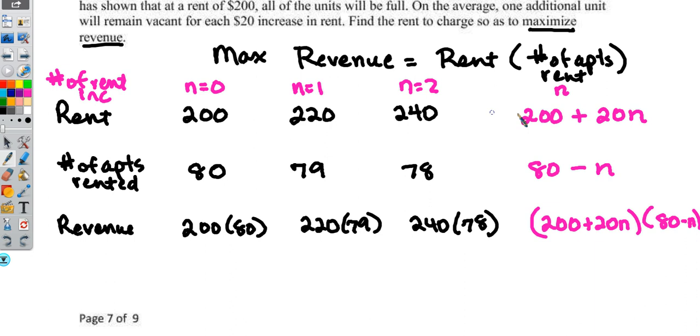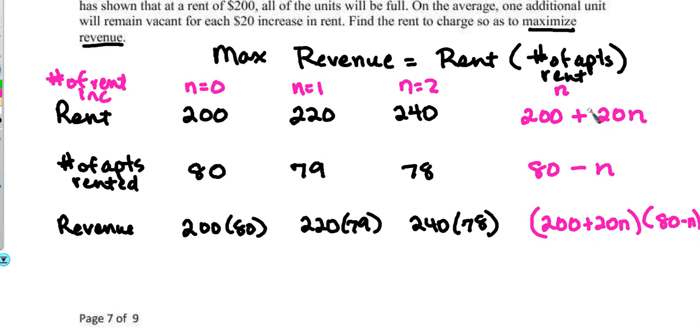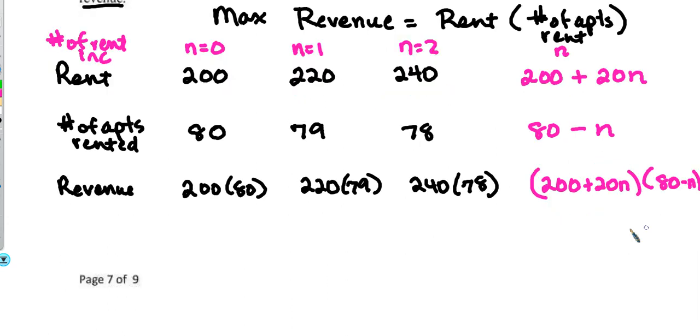And so what I have done by taking a look at this table is I have created a new variable. Again, it's kind of like a system. I know that I had rent and number of apartments as my two variables, and I can't really get a direct relationship between these two, but there is a direct relationship between the rent and the number of rent increases, and the number of apartments rented and the number of rent increases.